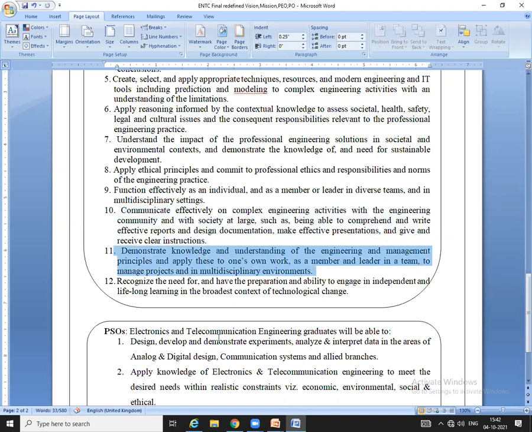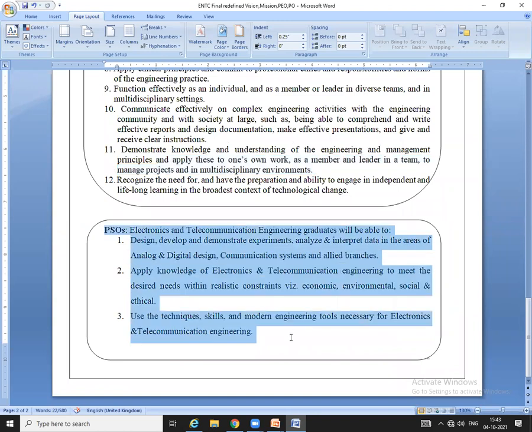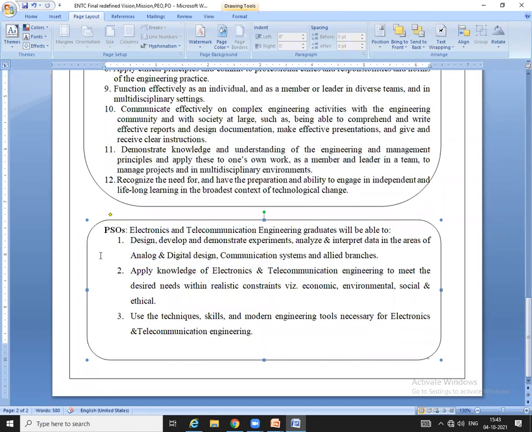So the 11th PO is demonstrate knowledge and understanding of engineering and management principles and apply these to one's own work, as a member and a leader in a team, to manage projects in a multidisciplinary environment. And the last PO is recognize the need for, and have the preparation and the ability to engage in, independent and lifelong learning in the broadest context of technological change. So all these broad abilities are what each graduate should have. Accordingly, you have to modify yourself, take interest, and get the knowledge.